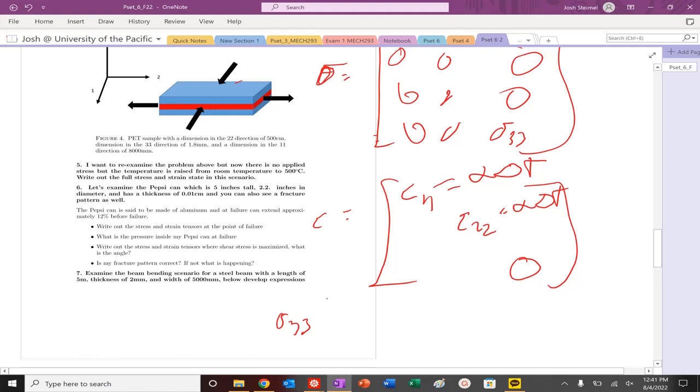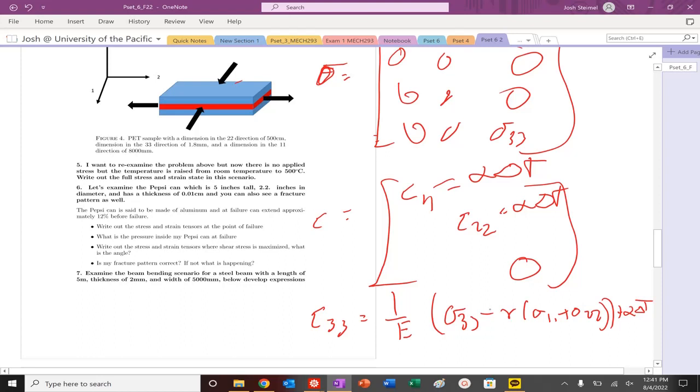So you can actually potentially solve for that, because I know that my epsilon 3 is going to be equal to 1 over E times my sigma 33 minus nu times sigma 11 plus sigma 22, plus alpha delta T. So actually we can solve for these right now. This is a fun little problem. I'm glad I asked it.